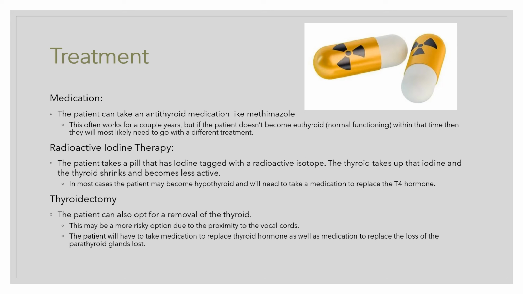Another treatment is called radioactive iodine therapy. This is a therapy where the patient takes a pill that has iodine, which is tagged with a radioactive isotope called I-131, or iodine-131. The thyroid takes up the iodine and the thyroid shrinks and becomes less active. In most cases, the patient may become hypothyroid and will need to take a medication to replace that T4 hormone, which is lost.